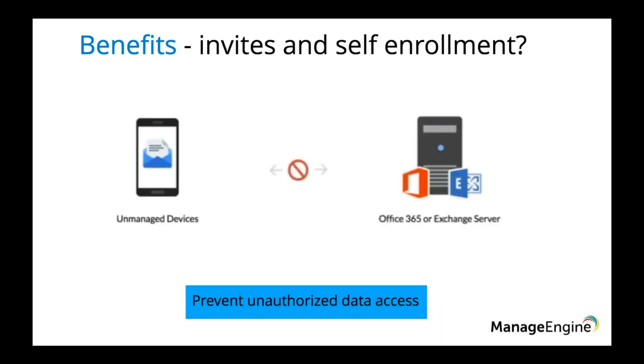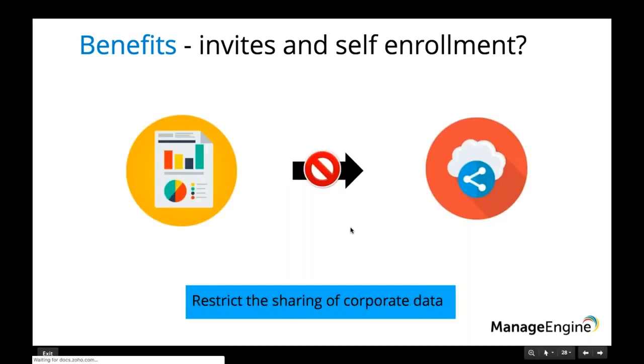The second benefit is that it also prevents unauthorized data access. If a device is a part of your corporate workforce, it is bound to contain a lot of corporate data which you wouldn't want to be accessed by unauthorized elements. When you enroll devices via invites or self-enrollment, you can prevent unauthorized data access. The third and final advantage is restricting the sharing of corporate data.